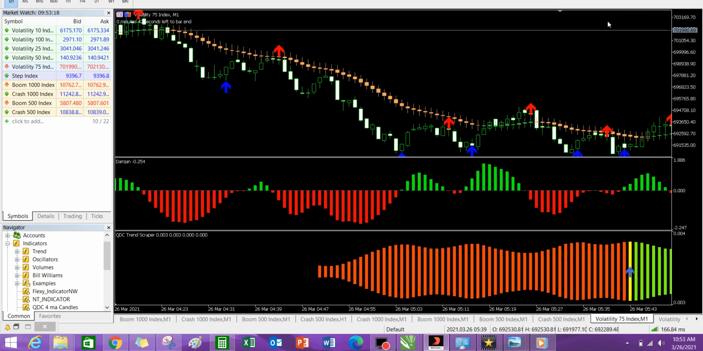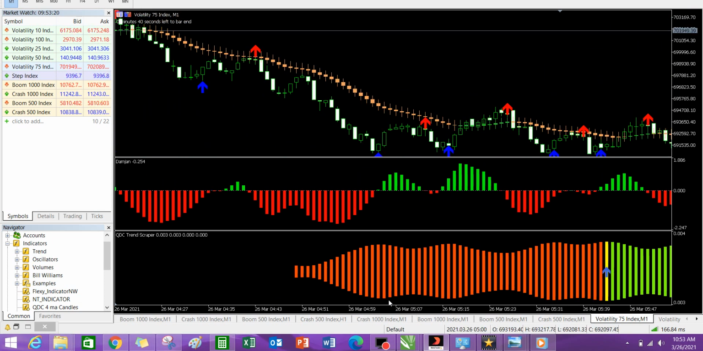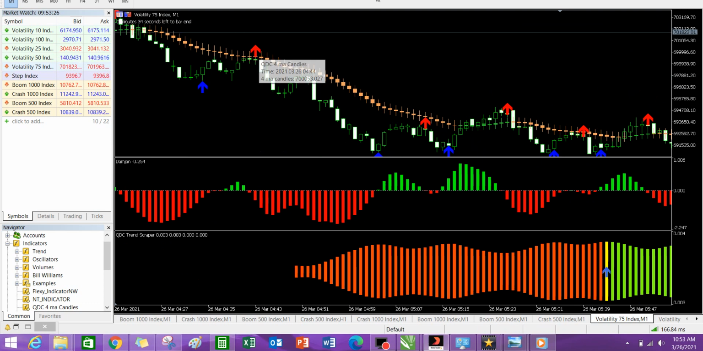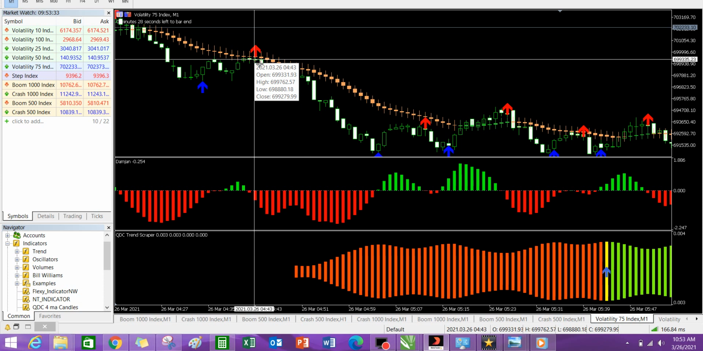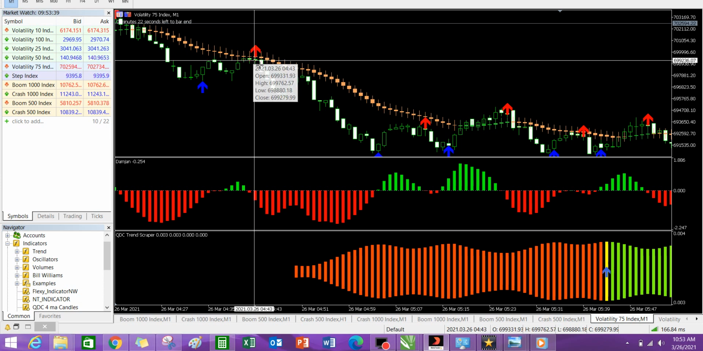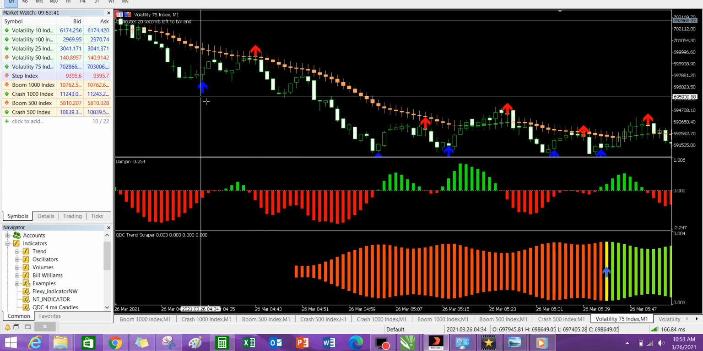Let's see this. Here is within the downtrend region. You can see that it is red around here, so we got our sell signal. Right now you focus on the sell signal, you don't focus on the buy signal. So what am I trying to say? On the main chart, we have both buy and sell signals. The red arrow is the sell signal, while the blue arrow is the buy signal.